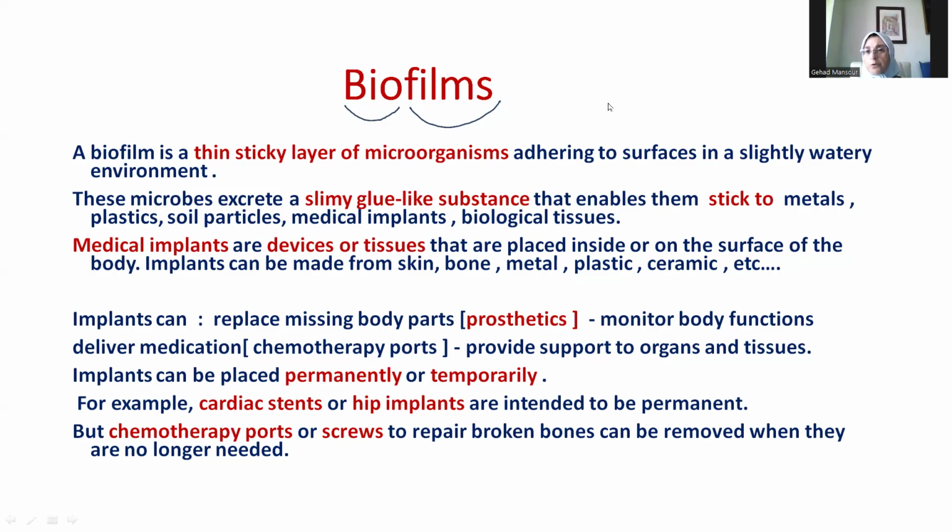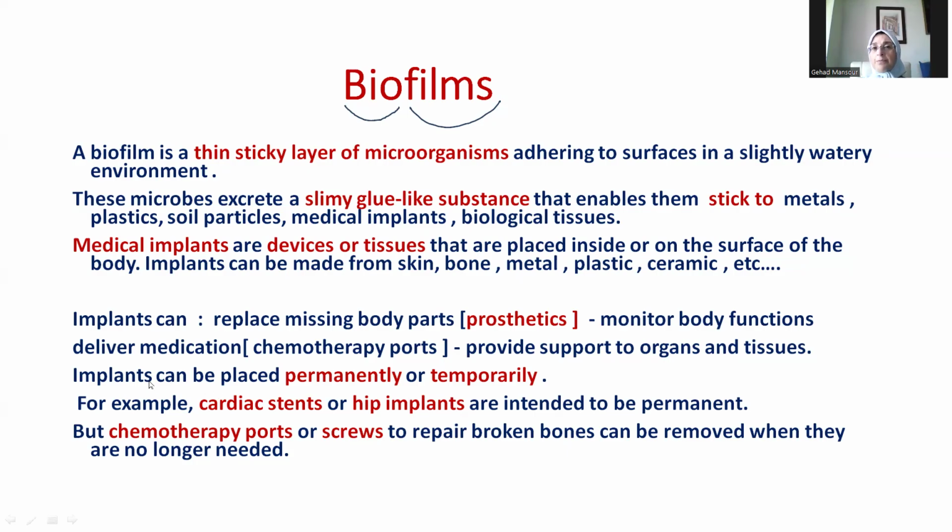So chemotherapy ports are used to deliver chemotherapy medication. Cardiac stents, as you can see here, are used to support. There are certain medical implants that are used to support organs and tissues. The cardiac stent is one good example because it keeps the coronary artery open, it supports it, and therefore ensures regular blood flow to the heart.